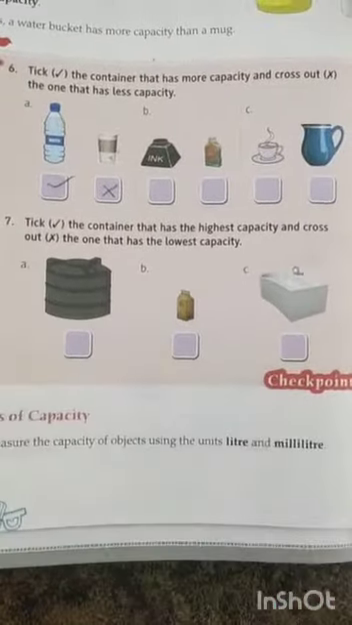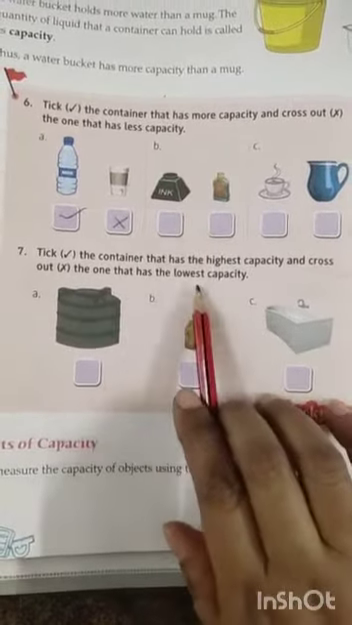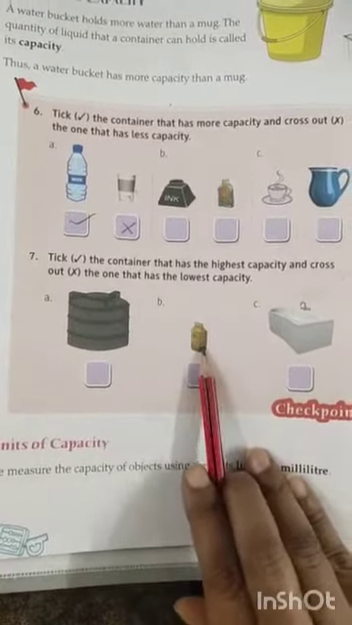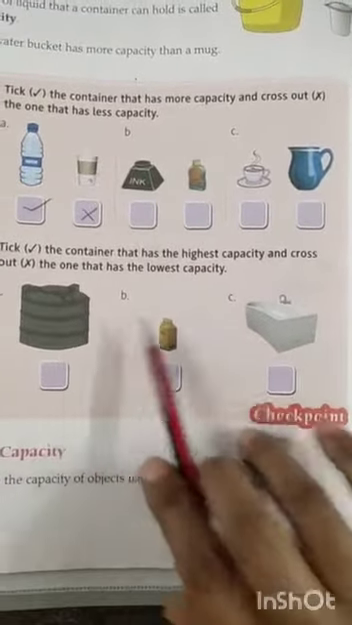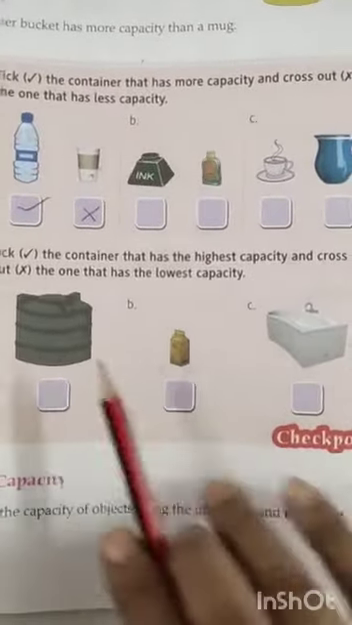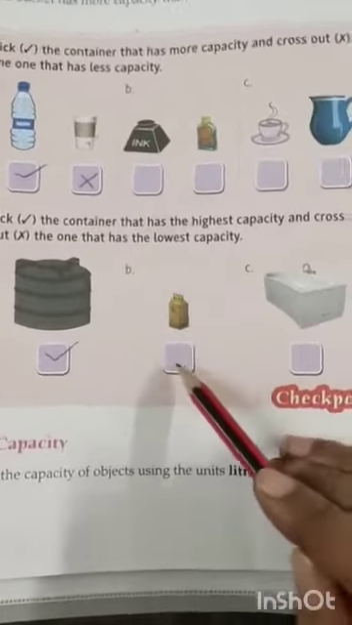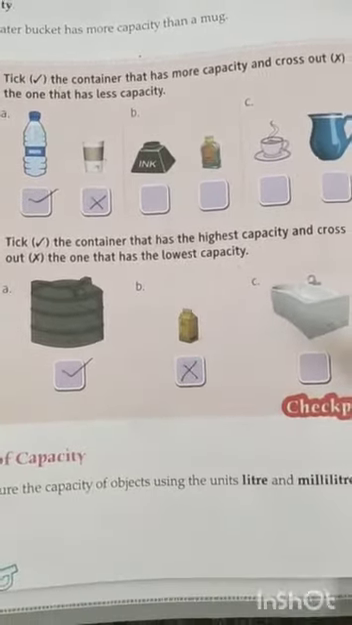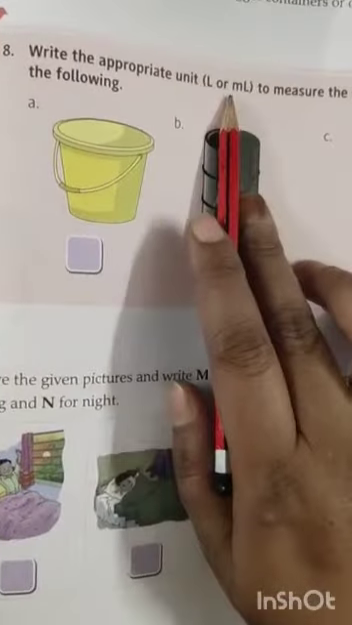Now come to checkpoint 7. Take the container that has the highest capacity and cross out the one that has the lowest capacity. This one is a water tank, then a can, and then a bathtub. Which one has more capacity? This water tank. So I will put a tick here, and this can is the lowest capacity, so I am going to put a cross here. Now we will move to checkpoint number 8. Write the appropriate unit, liter or milliliter, to measure the capacity of the following.